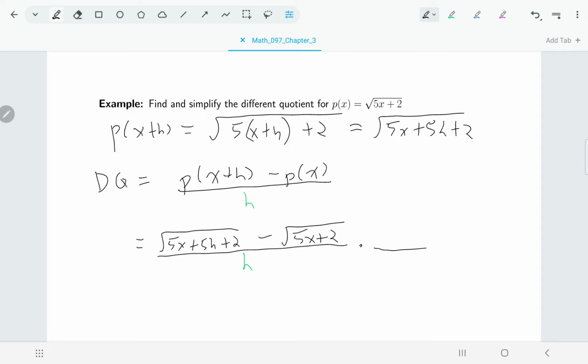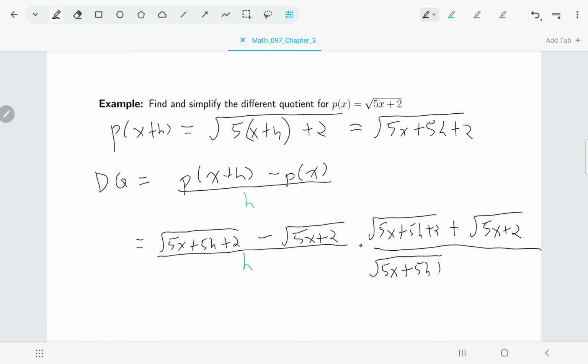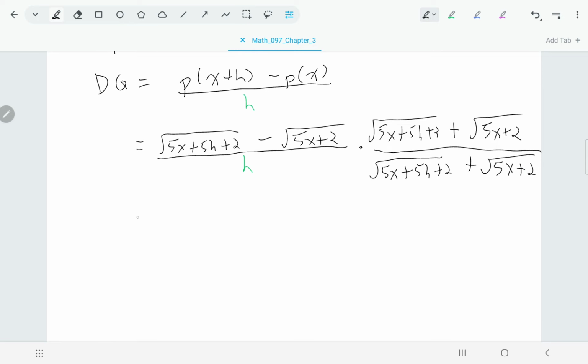I'm going to do the same thing I've done before using the conjugate. I'm going to multiply top and bottom by my conjugate. In this case, it's root of 5x plus 5h plus 2, plus root of 5x plus 2. And I'm going to do the same thing that I did before, where on the bottom, I'm not going to bother expanding things. So for my denominator, I'm going to write it just simply as h times these two roots added together.